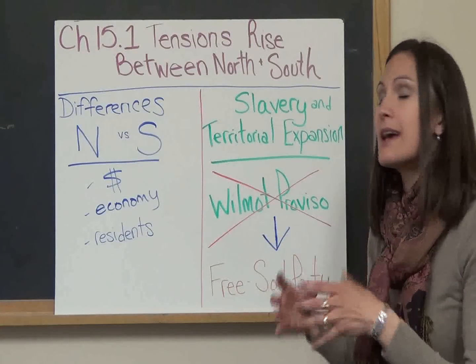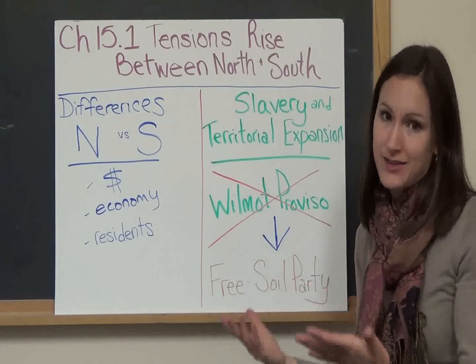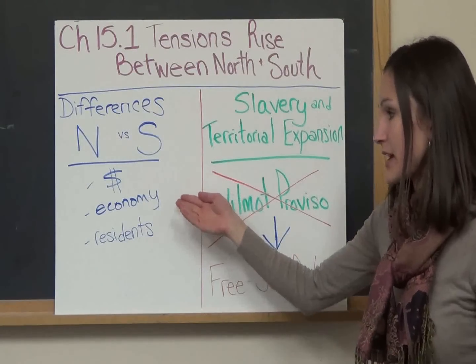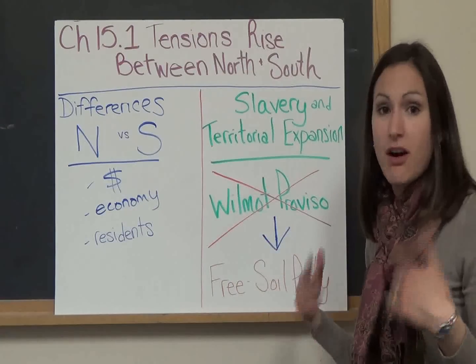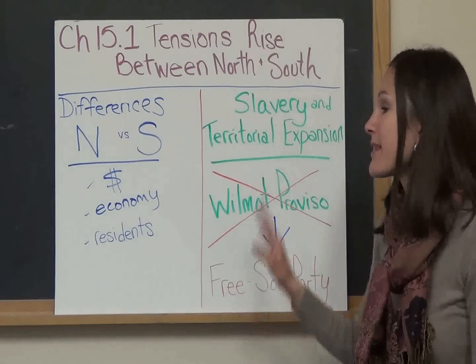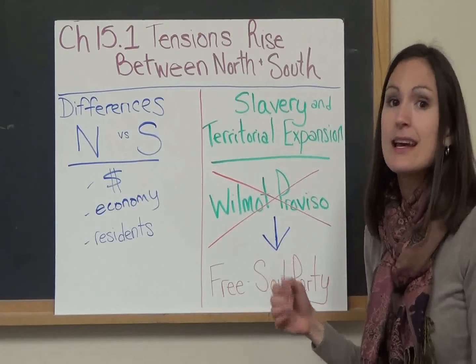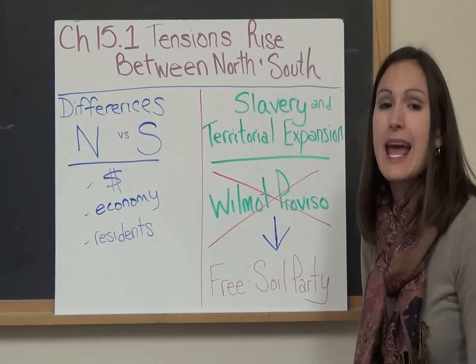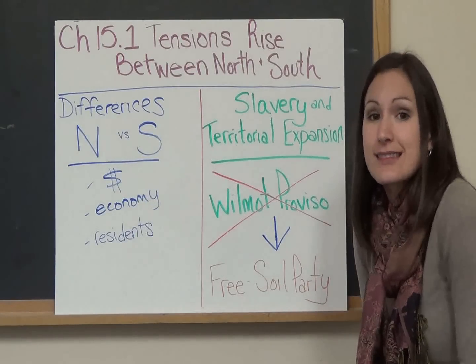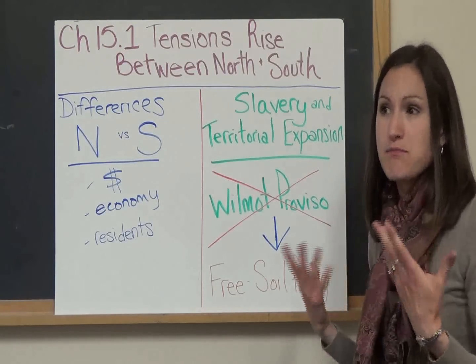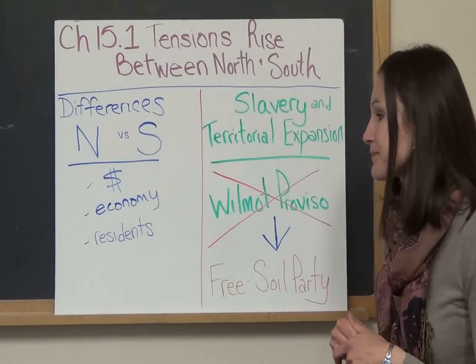The North invests their money into factories, and their economy is based on commerce and industry. The South, on the other hand, is more of an agricultural economy, and they invest their money in slaves and land, and mainly to grow cotton.